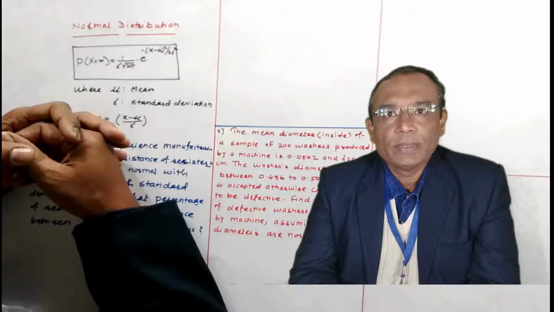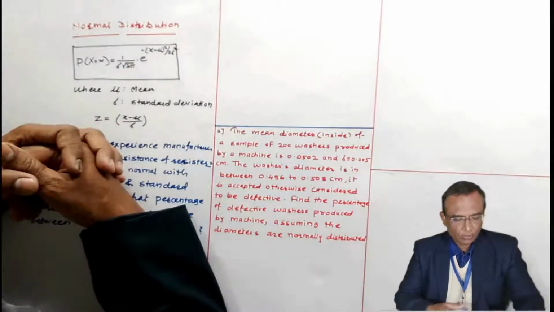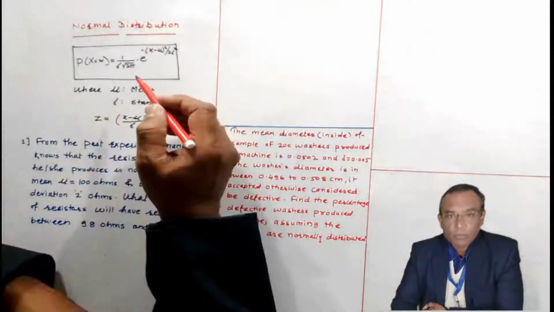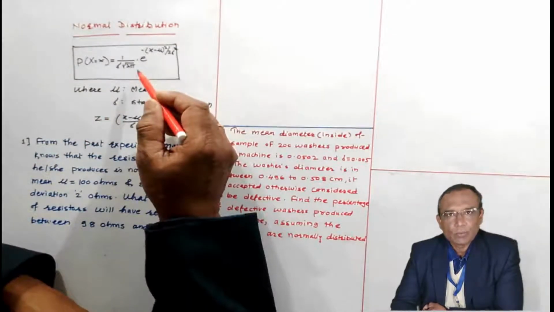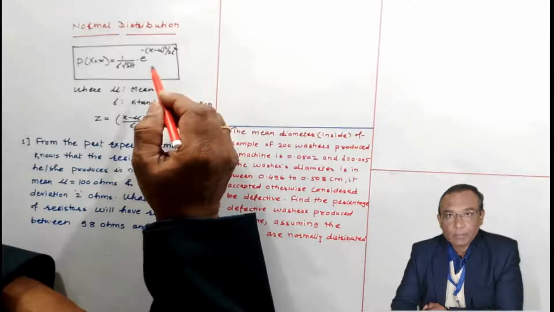In the previous lecture, we discussed the normal distribution. This normal distribution is used when the random variable is continuous. This is the formula for the normal distribution. We are not going to prove this formula. It is out of scope of the syllabus. You only have to remember this formula.